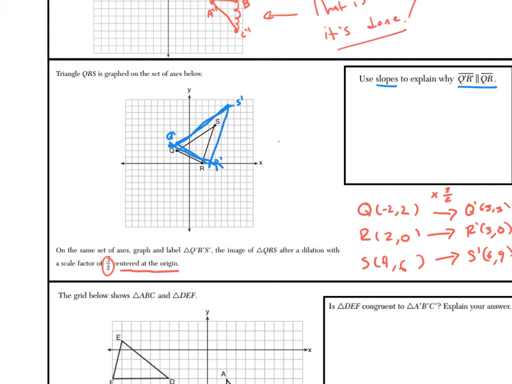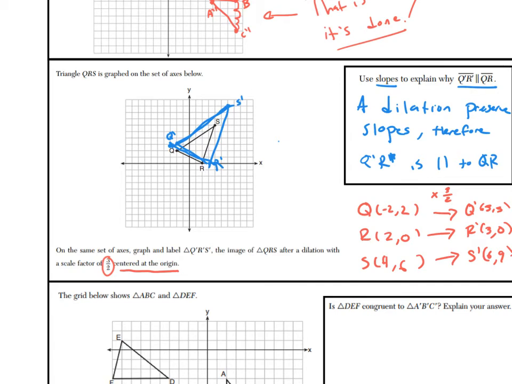Now, I'll tell you this. All you have to say to this is, how do I know that these two are parallel? Well, you might remember this fact, that a dilation preserves slopes. Remember, when you dilate something, they're always parallel. So dilations preserve slopes. Therefore, Q prime R prime is parallel to QR. And that is all you got to do.